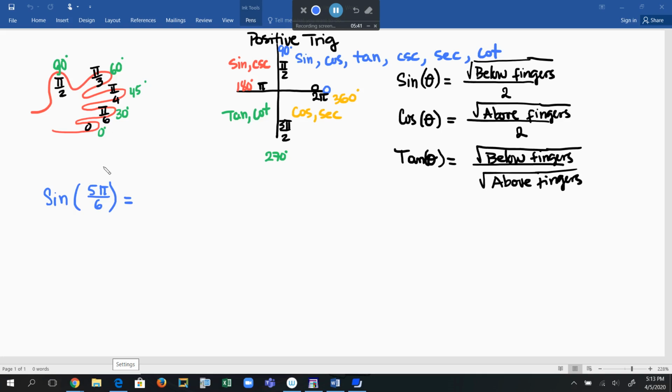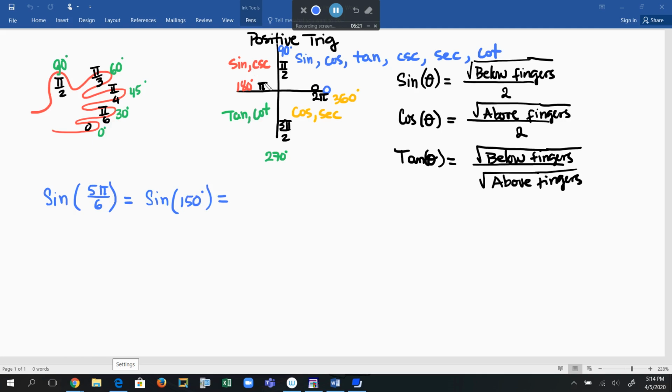So the first step is to determine the location of the terminal side of 5 pi over 6. If you are not comfortable with radians, you can convert to degrees. There are lots of ways: you take your radians times 180 over pi, or you think about it here, pi over 6 is 30, so 5 times 30 is 150 degrees. So now we know that it has to be in quadrant number 2.